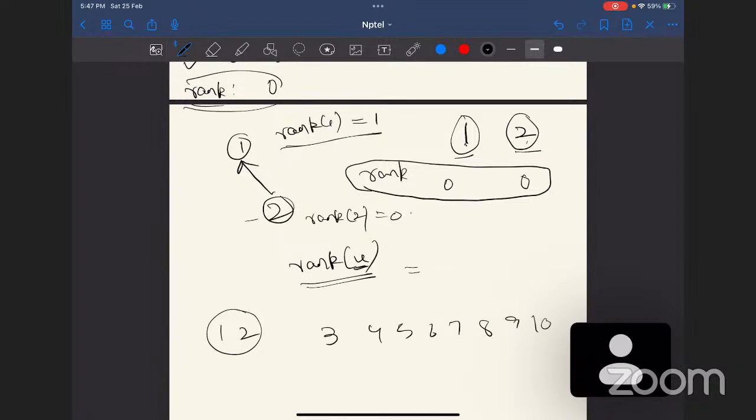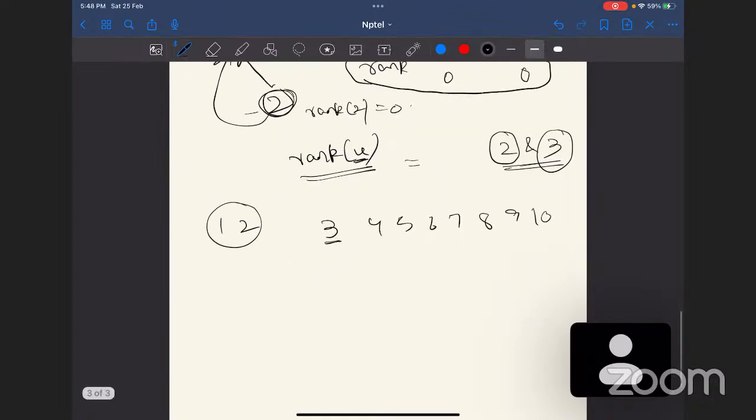Now, if we want to add an edge between 2 and 3, what will we do? We will find the parent of 2. What is the parent of 2? Parent of 2 is 1. Right? And what is the parent of 3? Parent of 3 is 3 only. So both these parents are different. So now we will perform a union operation.